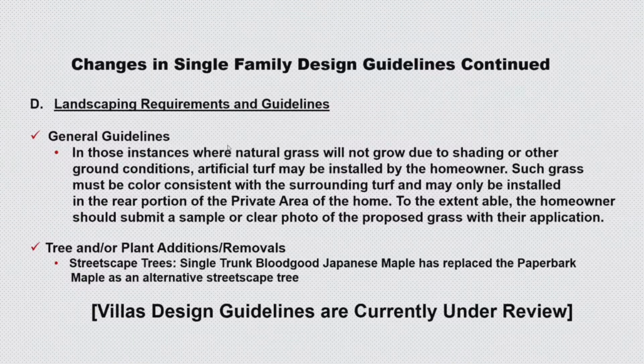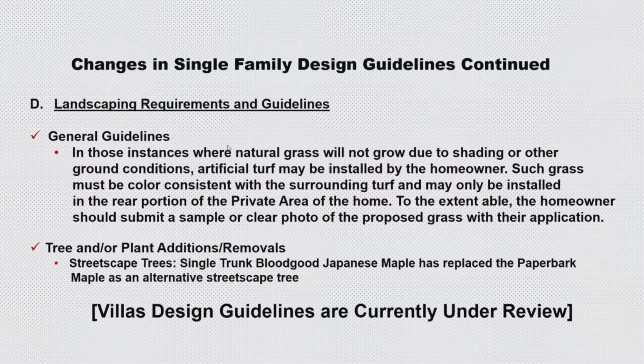Changes in landscaping requirements and guidelines. In those instances where natural grass will not grow due to shading or other ground conditions, artificial turf may be installed by the homeowner. Such grass must be color consistent with the surrounding turf and may only be installed in the rear portion of the private area of the home. To the extent able, the homeowner should submit a sample or clear photo of the proposed grass with their application. So artificial turf is now going to be accepted within the private area of the rear yard.